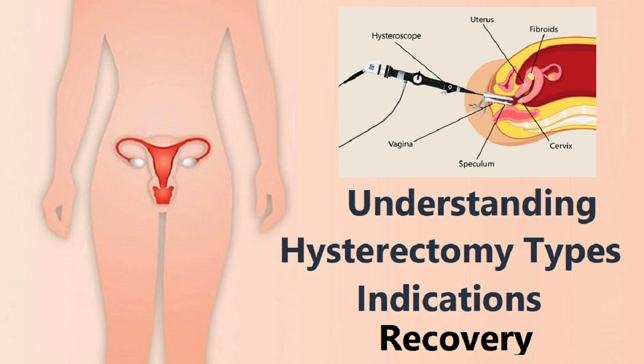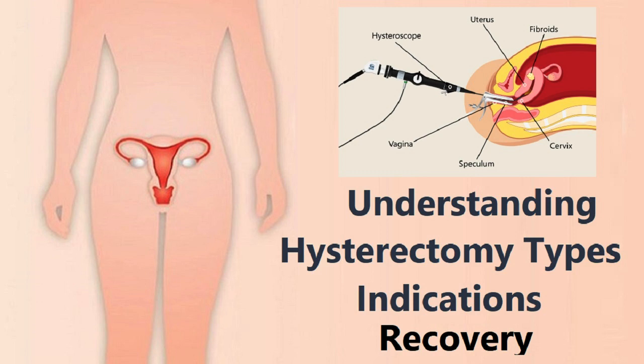4. Chronic pelvic pain. In cases where chronic pelvic pain is caused by conditions affecting the uterus, hysterectomy may be considered. 5. Gynecologic cancers. Hysterectomy is a common treatment for certain cancers, including uterine, ovarian, and cervical cancer, especially if the disease is detected in its early stages.